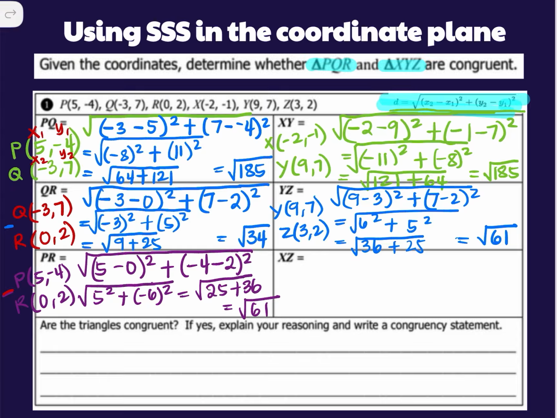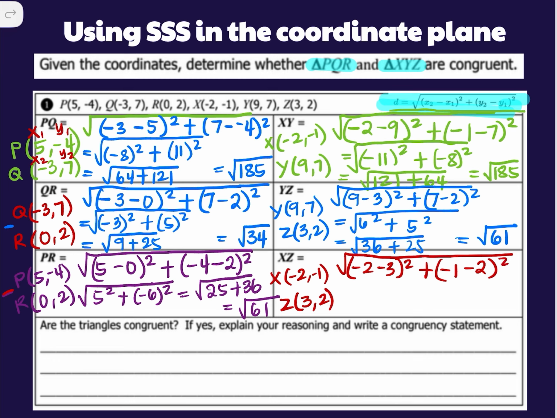And the last side, which is XZ. So we have X with coordinates -2 and -1, and Z with coordinates 3 and 2. So we have -2 minus 3 to the second power plus -1 minus 2 to the second power. So -5 to the second power plus -3 to the second power.